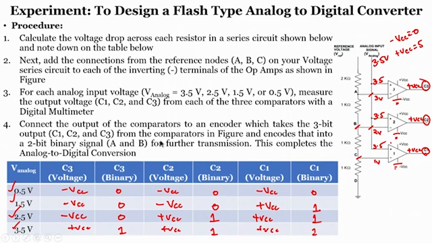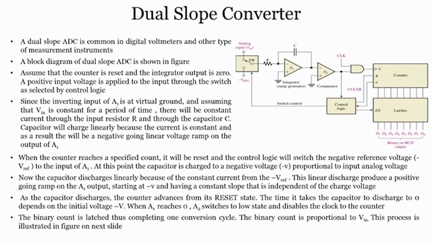Now, this is the flash ADC, but if you want to understand another kind of ADC, which is a dual slope ADC, let us see how it works. A dual slope ADC is common in digital voltmeters and other types of measurement instruments. A block diagram of dual slope ADC is shown right over here, where it consists of the analog input signal, a switch, an integrator or ramp generator, and a comparator with a control logic.